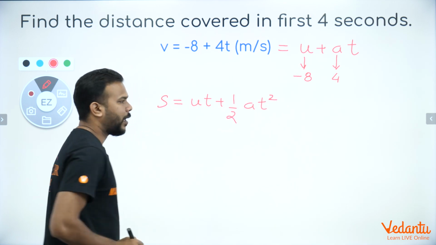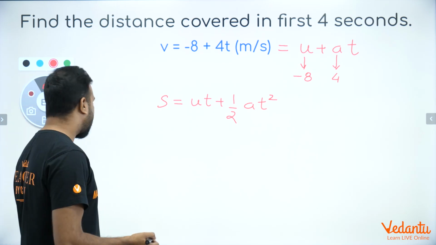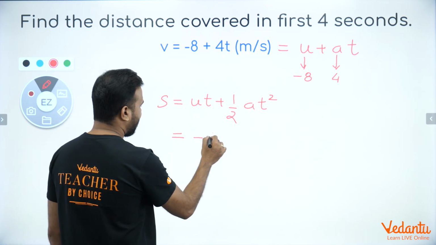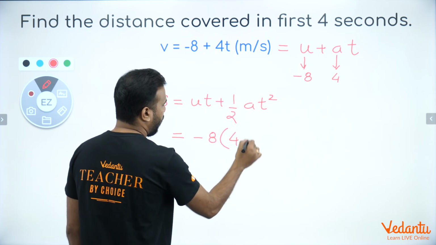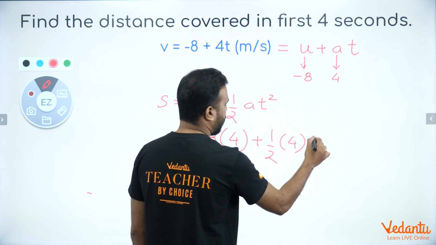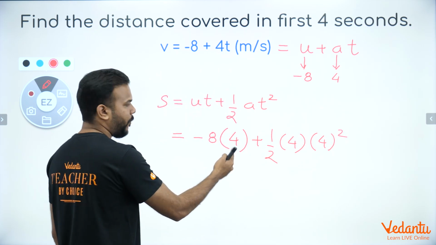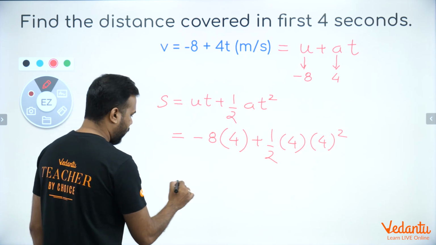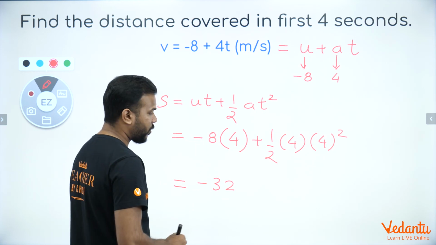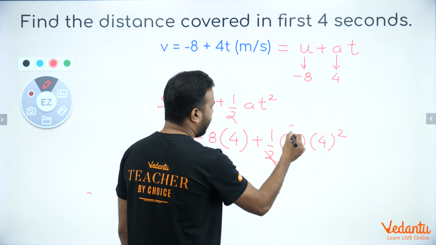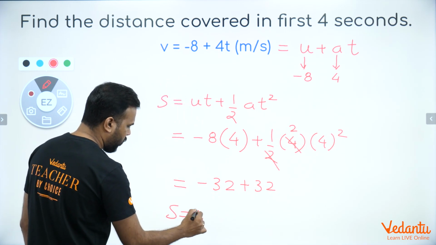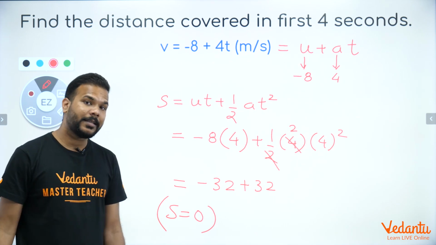First, when you try to apply this, there are high chances that you will make a mistake in the very first attempt itself. How? If you put the value of u as -8, times time 4, plus half, the acceleration value is 4, and the time 4 again, squared. So 4 8s are 32, which will be written as -32 because of the initial velocity being negative. And if you simplify this, 4 4s are 16, multiplied by 2 makes it 32. And what does it tell you? You get S as 0.